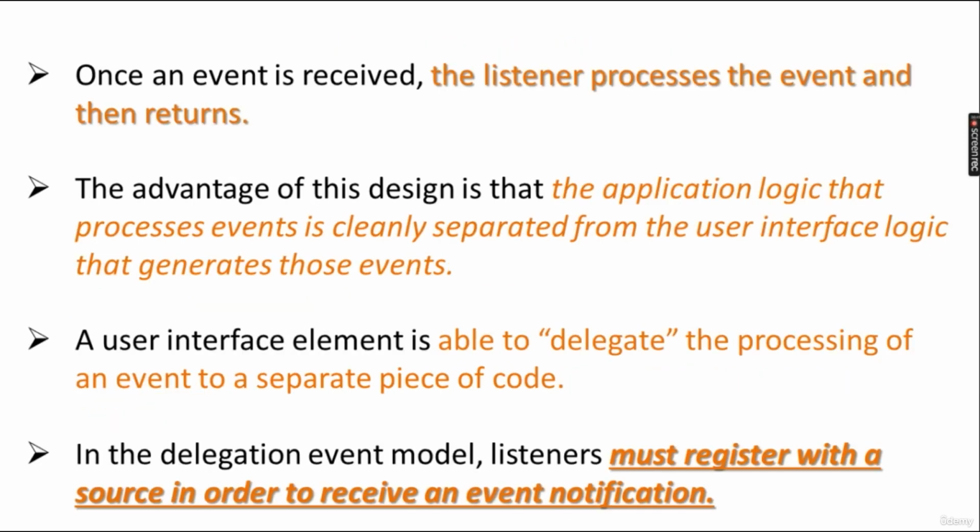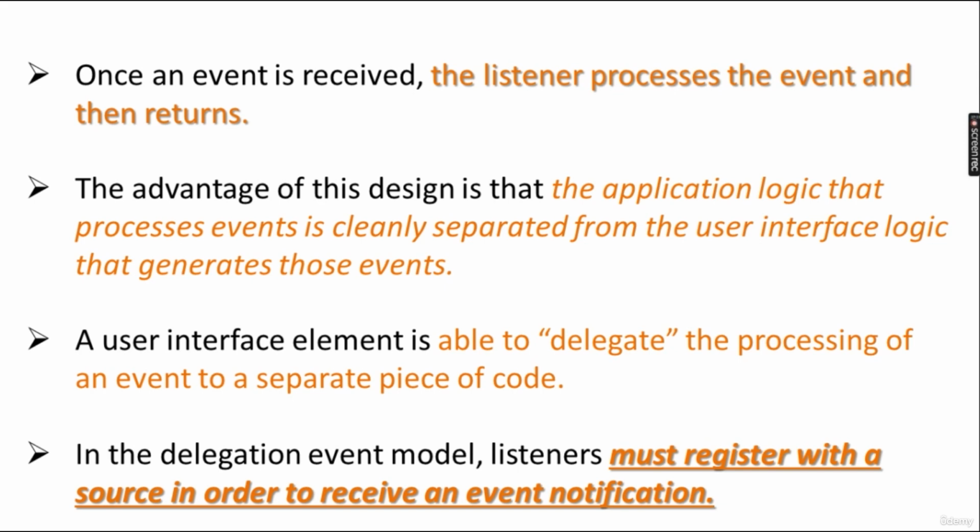Once the event is received by the listener, the listener processes that event and then returns. The advantage of this is that application logic that processes events is cleanly separated from the user interface logic that generates those events. Okay, so the generator is different and the processor of the event is different. So it is cleanly separated and very easy to understand. A user interface is able to delegate the processing of an event to a separate piece of code. A user interface element like a button or an image is able to delegate the processing of an event to a separate piece of code.